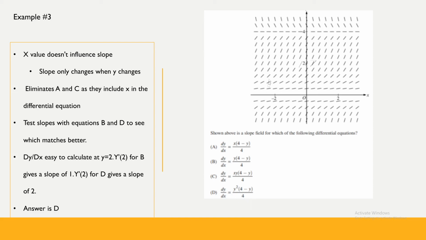So if you look here, what slope does this mostly resemble? To help, I put what a slope of 1 would look like, which is right here, and I put what a slope of 2 would look like, which is right here. As you can see, the slope of 2 matches better, so the answer would be D.